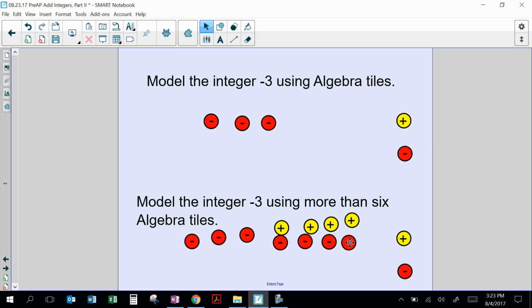Let's see how many tiles I use. 1, 2, 3, 4, 5, 6, 7, 8, 9, 10. I use 11 algebra tiles, so I fit the conditions. I did model -3 using more than 6 algebra tiles.